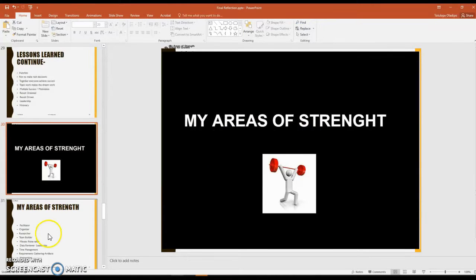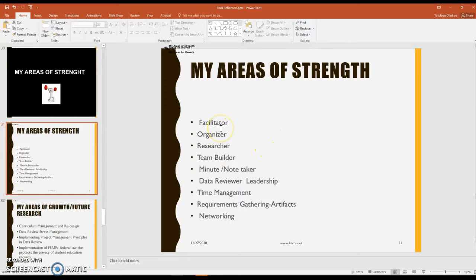My areas of strength. Okay, so I've grown as a facilitator. I facilitated our meetings several times as an organizer, researcher. We did some research, making some posts on Diigo. So during this research, I've also gained more research skills. Team builder, my team member was wonderful, so I learned a lot about team building, and I show my strength as well. Note taking skills are a strength for me. And requirement gathering of data is another strength for me. And networking as well, being able to bring my team members together just like she did for me.